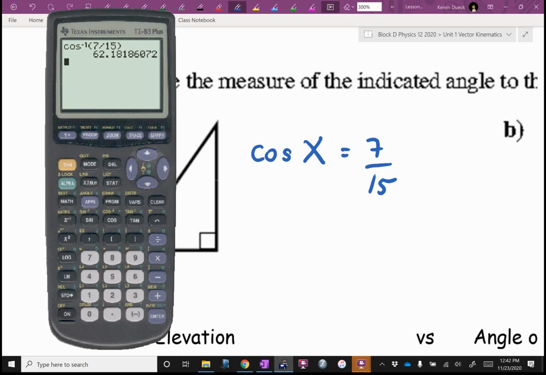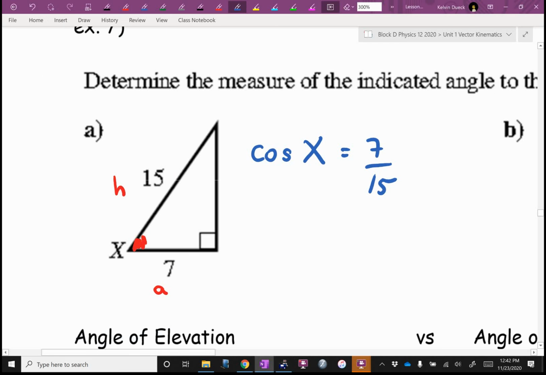And I get 62.181860. 62 degrees. I usually go to the nearest degree. 62.2 if you really want to be meticulous. So there's a symbol for angle. Look up. The abbreviation for angle, amazingly, is an angle. X equals 62.2 degrees. The abbreviation for angle is kind of a capital letter L that's slanty.